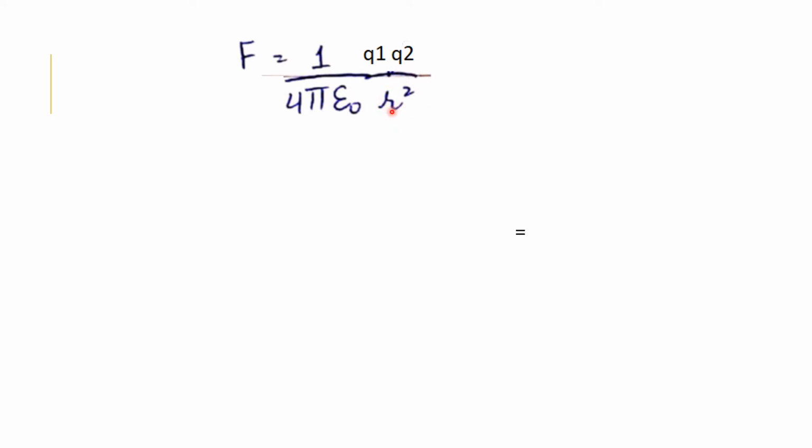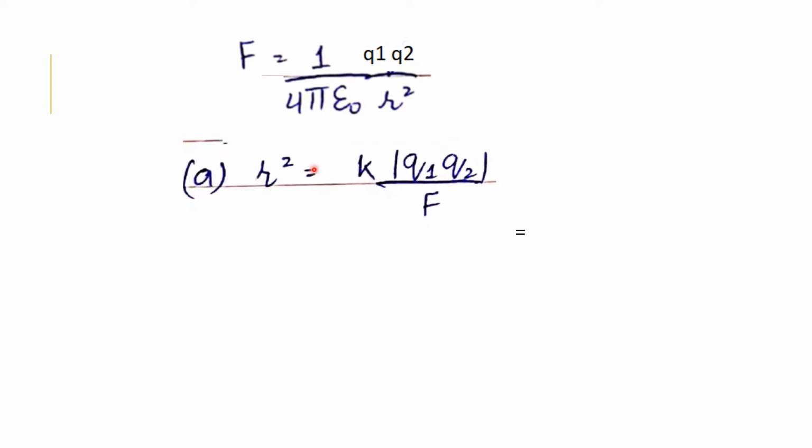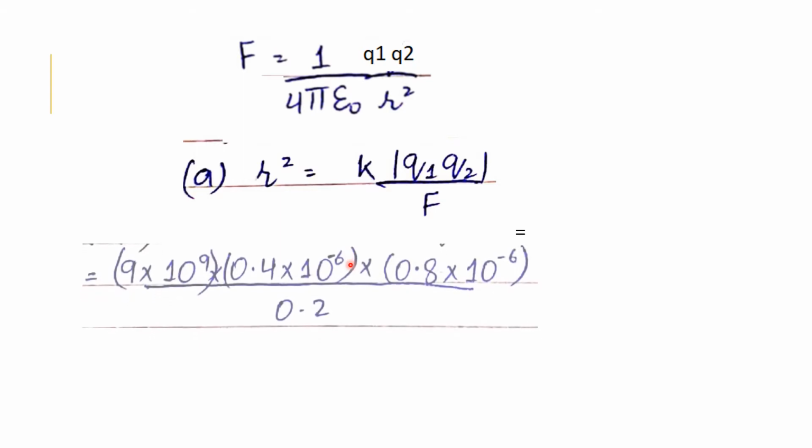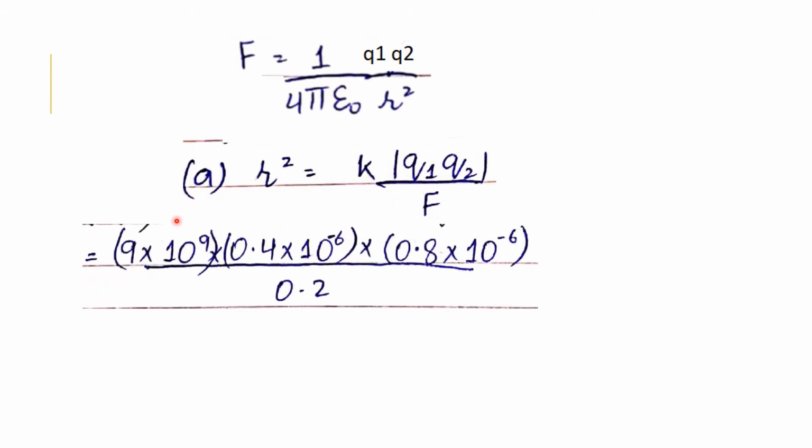So first of all, rewrite the formula for r square. So r square is equal to, for 1 by 4 pi epsilon naught we can substitute k. So k into magnitude of q1 into q2 by F. Substitute k is equal to 9 into 10 raised to 9, and q1 is given 0.4 microcoulomb, so 10 raised to minus 6. q2 is minus 0.8 microcoulomb, so only the magnitude we are considering, 0.8 into 10 raised to minus 6, divided by the force 0.2 Newton, that also substituted.